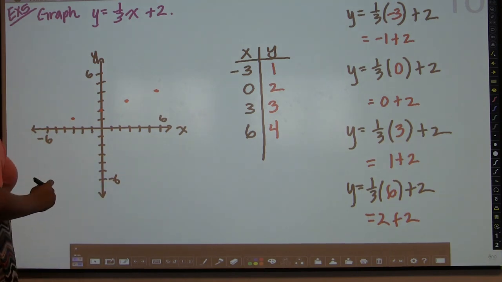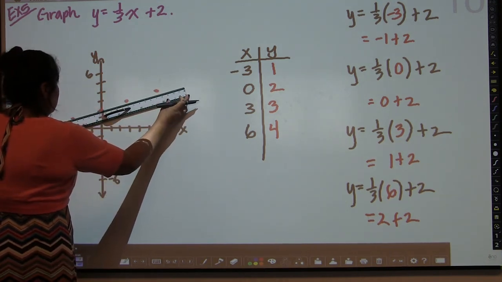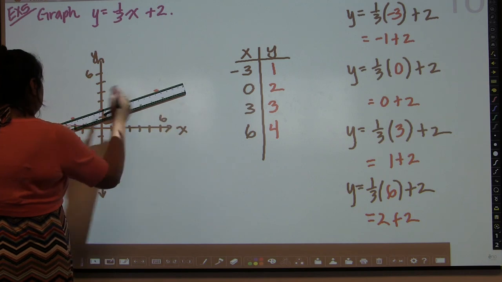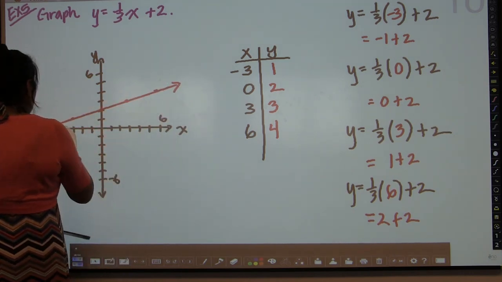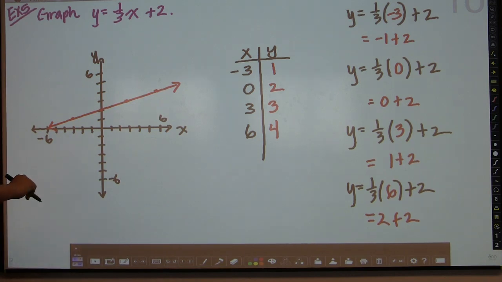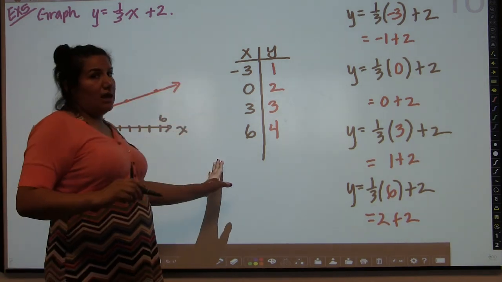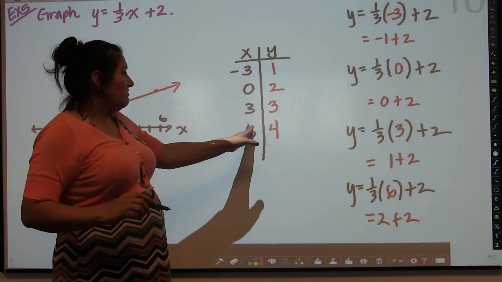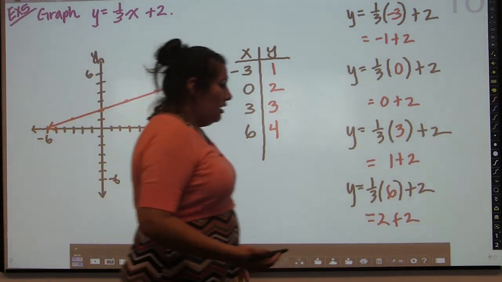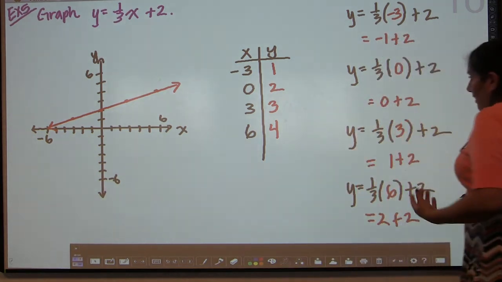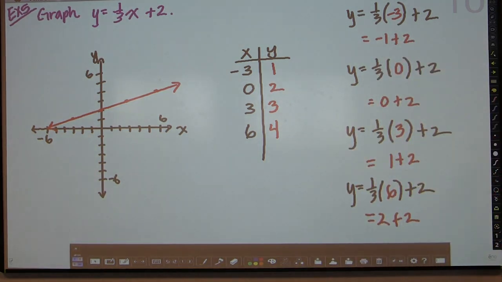Then you just connect all your little dots with a line. And that's how you graph using a table. So remember again, you can pick any x values you'd like, but you have to plug the x values into the original equation to determine the y values, and then you can plot your ordered pairs and draw a line through your ordered pairs. Okay?